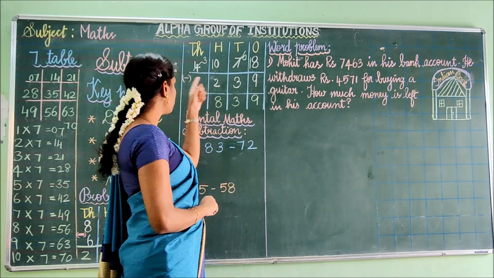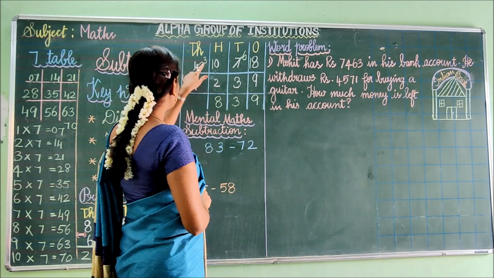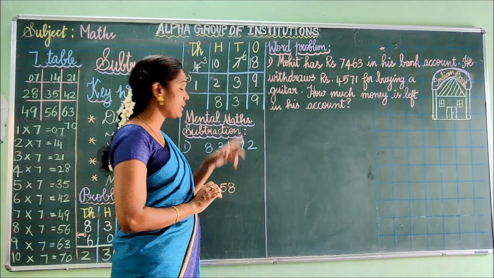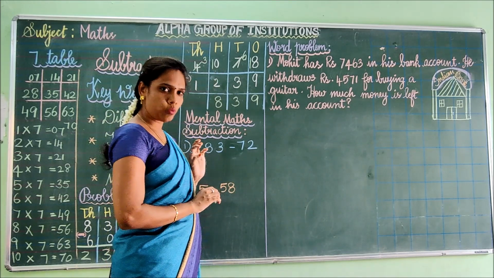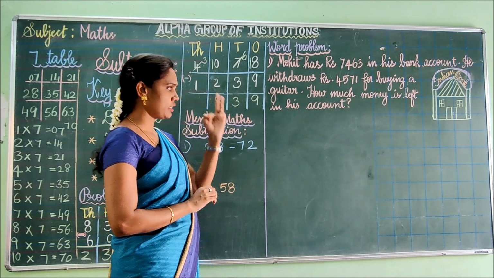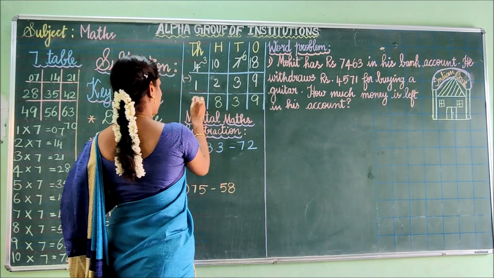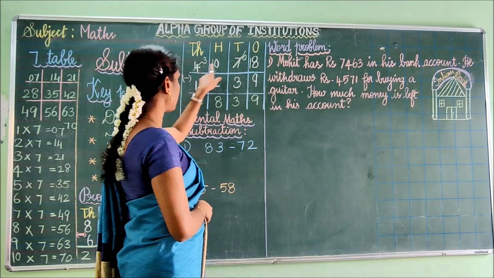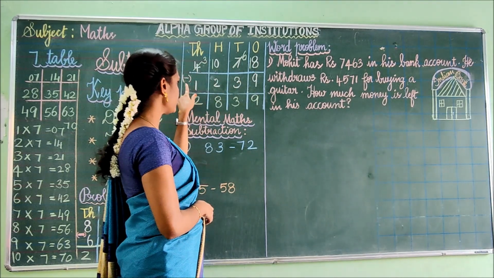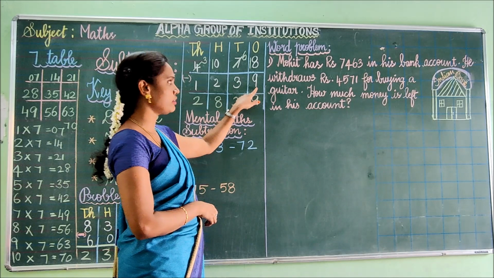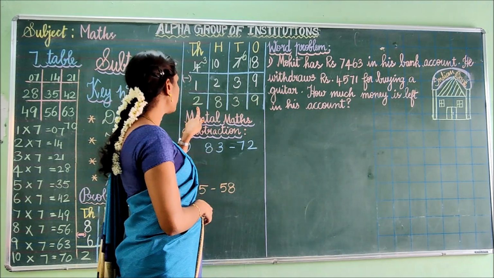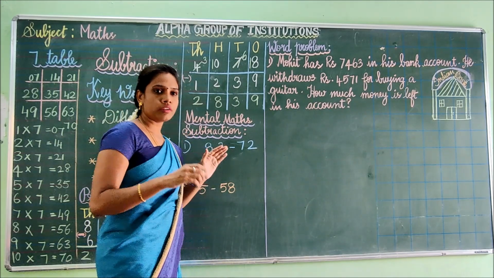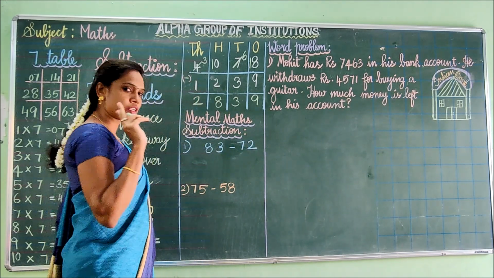Next, move on to thousands place. 3 here, 3 minus 1. What is 3 minus 1? 3 is a greater number when compared to 1. So 3 minus 1, what is it? 2. Very good. Okay children, so here what we have done: 4078 minus 1239 is equal to 2839.